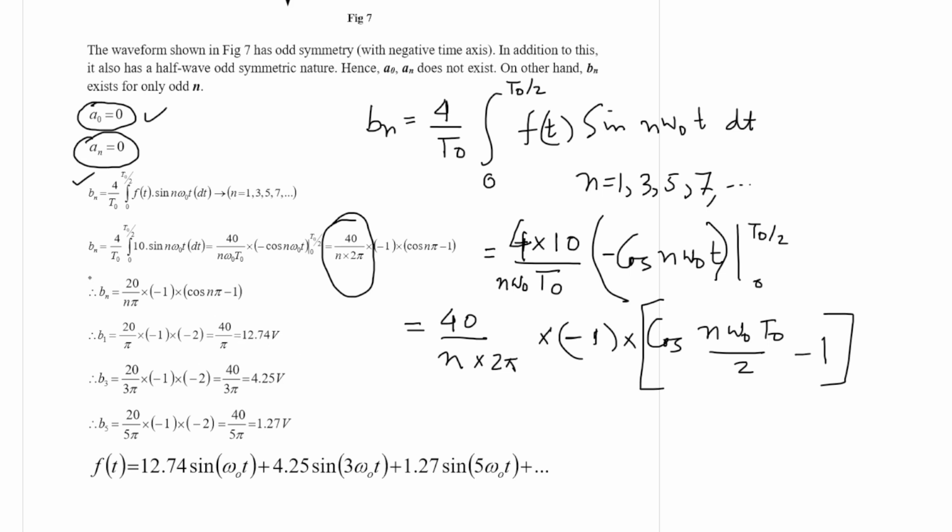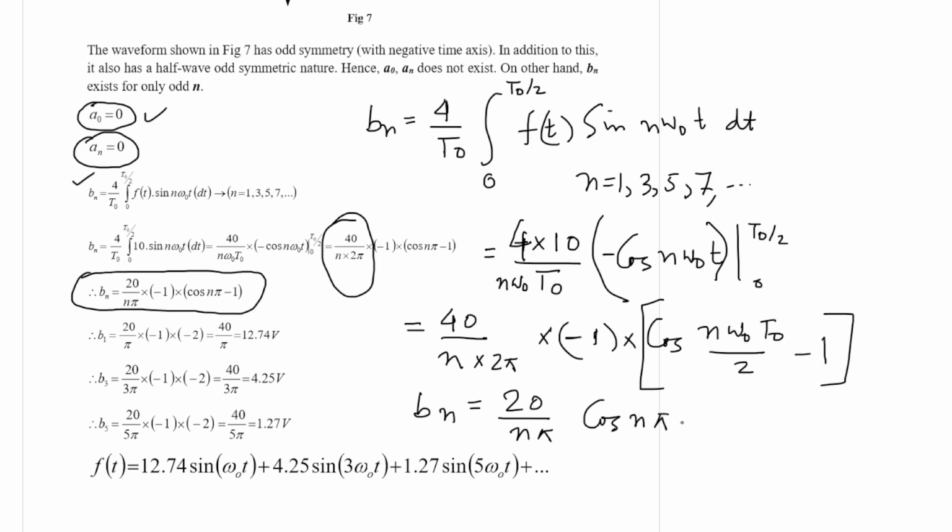So if you substitute, you will get the result Bn is actually this. So Bn should be evaluated as 20 by n pi from this result. Now omega naught t naught is equal to 2 pi, so it will be 2 pi by 2, that is cos n pi, cos n pi minus 1, and with a negative sign of course.